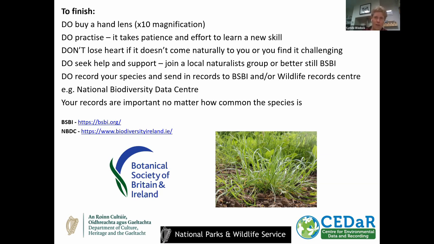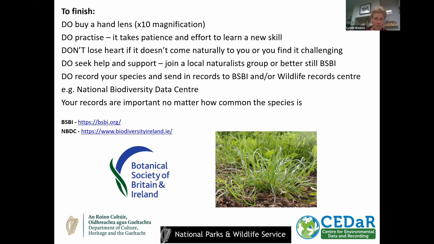And when you become more competent and you're confident about your identification, then do record. Keep a record of where you found it, what sort of habitat it was in, the date that you recorded it, and the geographical coordinates where you found it, because those records are invaluable. It doesn't matter how common the species is, but just keep those records and share them either with the BSBI or with a wildlife record centre closest to you. If you're in Ireland, the National Biodiversity Data Centre would be the place to submit your records. If you're in another country, I'm sure you have record centres as well. It's really, really important to provide records if you can.